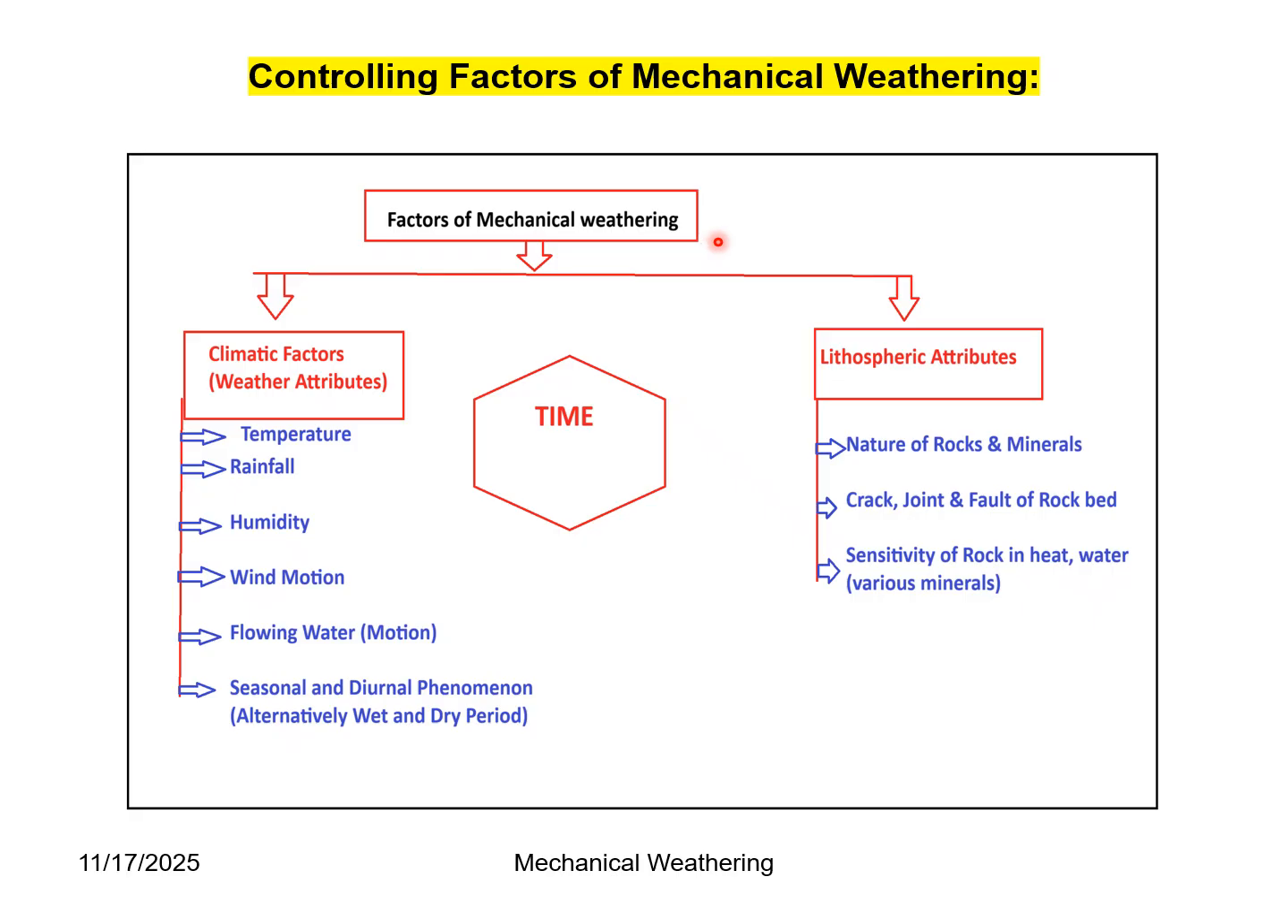Controlling factors of mechanical weathering. First one is the climatic factors or weather attributes. It includes rainfall, humidity, wind motion, flowing water, and glaciation. It's related to the seasonal and diurnal phenomena, alternative wet and dry period, and season change. Second one is the lithospheric attributes. It includes nature of rock and minerals, crack, joint, fault in the rock bed, and sensitivity of rock to heat and water. Both attributes are related to the time scale.